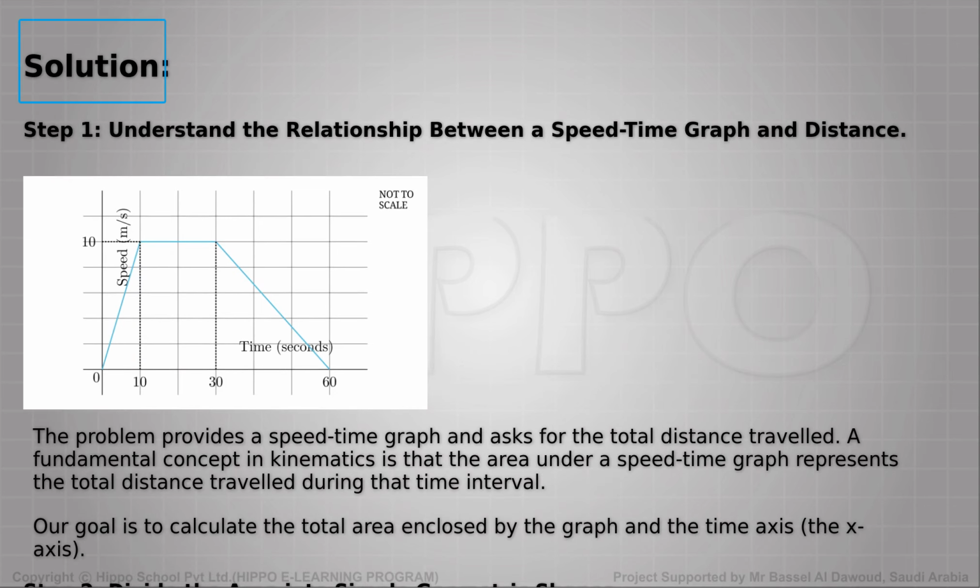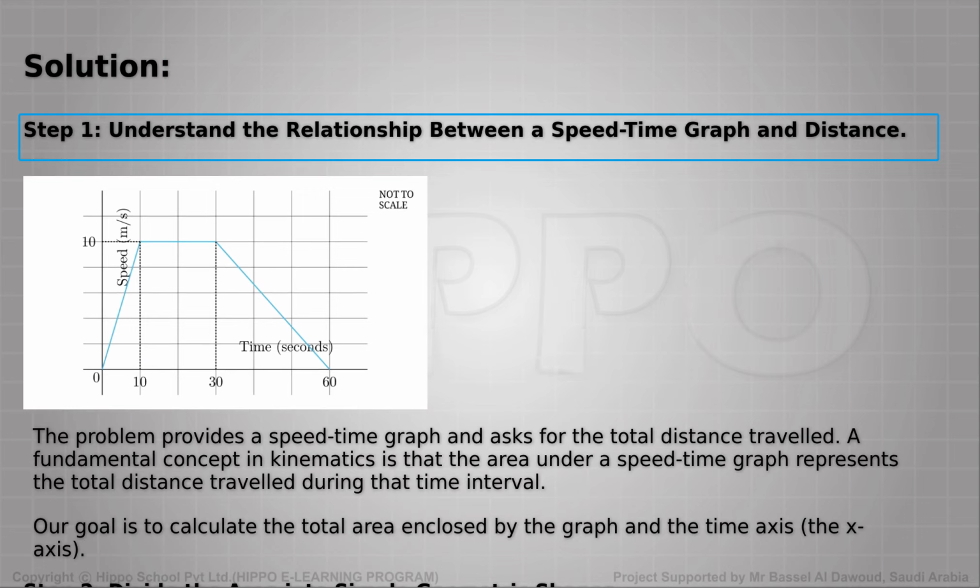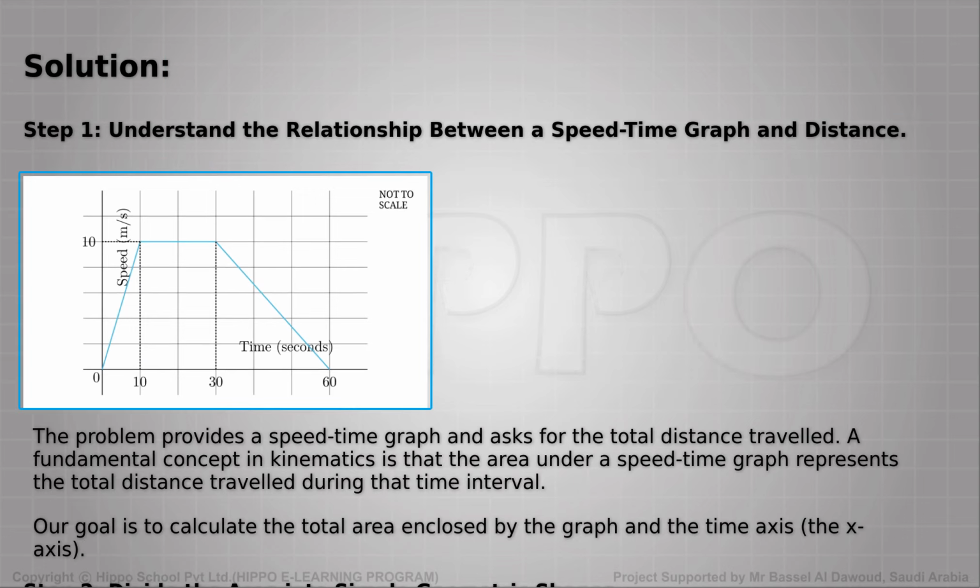First, let's understand what we're looking at. The graph shows that for the first 10 seconds, the speed increases. Then, from 10 to 30 seconds, the speed stays constant at 10 meters per second. Finally, from 30 to 60 seconds, the speed decreases back down to 0. The question is about the total distance.